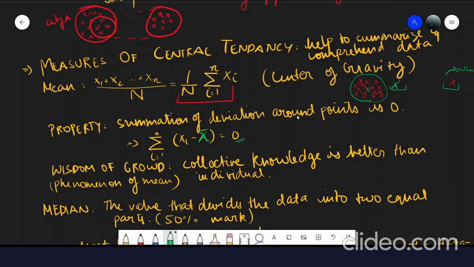And with the mean, there's also a very nice phenomenon that's related to the mean, which is called the wisdom of crowd, CROWD. The wisdom of crowd is a phenomenon that basically states that the collective knowledge is better than the individual knowledge, all right?